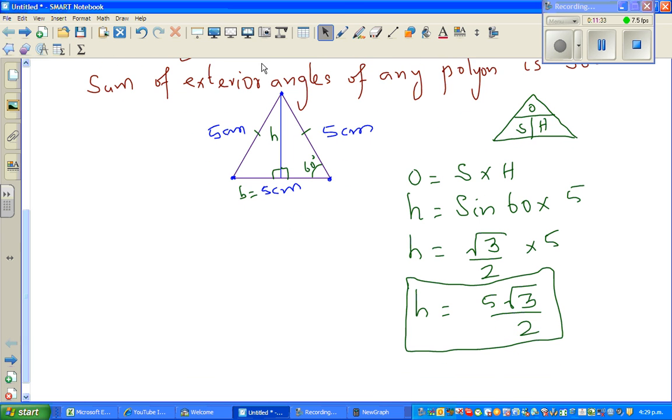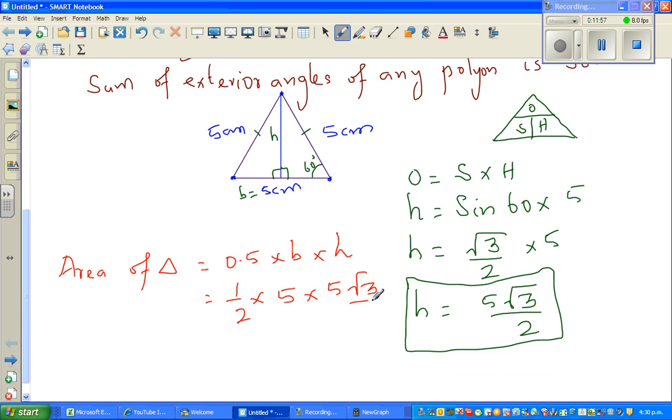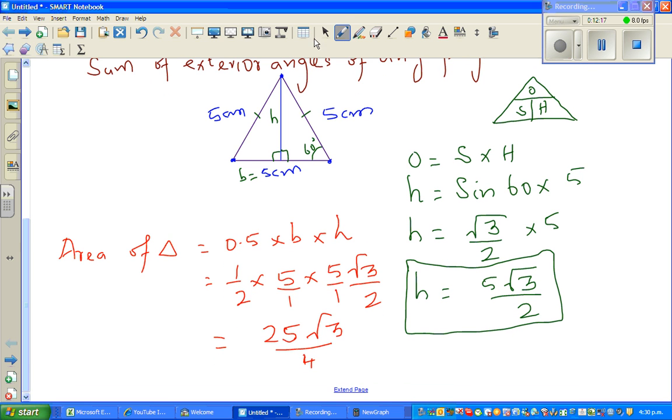So the area of the triangle is 0.5, or half, times base times height, which is half times 5 times 5 root 3 over 2. So this is 25 root 3 over 4. This is 5 over 1, this is 5 over 1, so multiply the numerators: 5 times 5 is 25, and root 3 over 2 times 2 is 4. So the area of one triangle is 25 root 3 over 4.